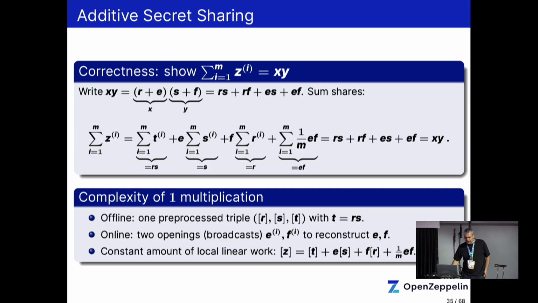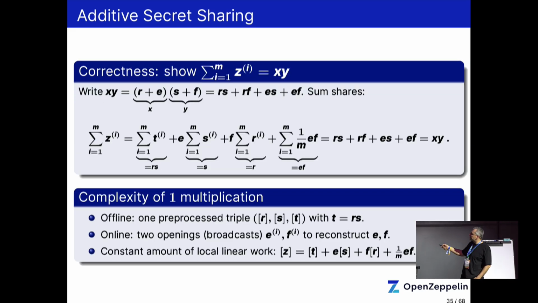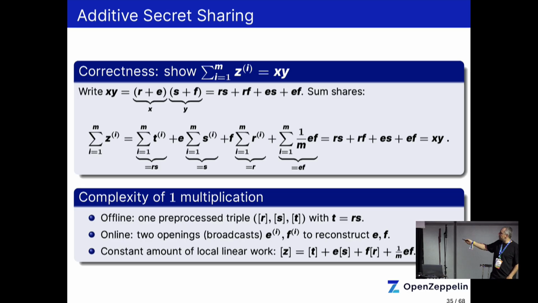Why? Essentially we want to show that when you sum all the shares, as we computed them in the previous slides, we will get x times y. So first we rewrite x times y in this way, which is exactly the way we set E and F, right? E was x minus r and F was y minus s. So x times y is this multiplication. When you expand it, you end up with this.